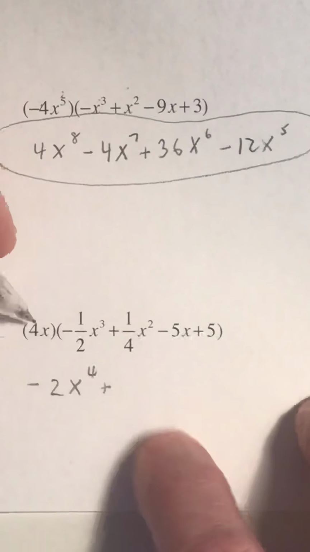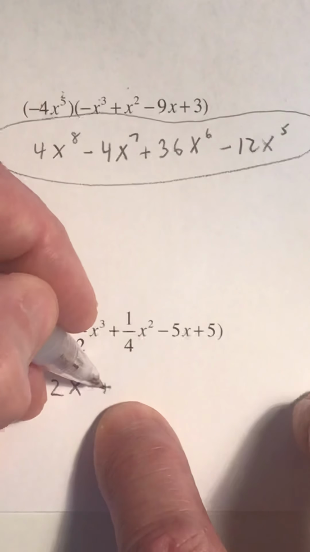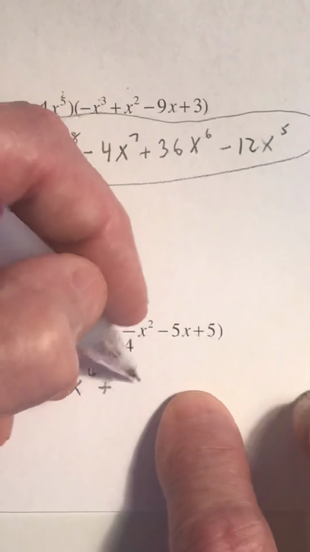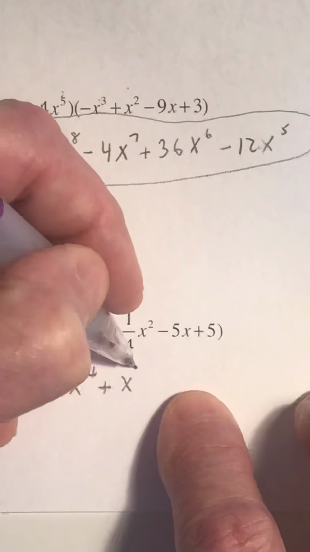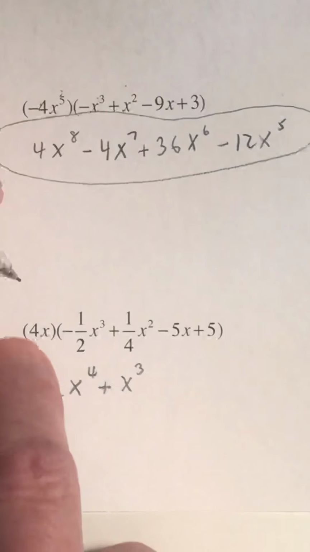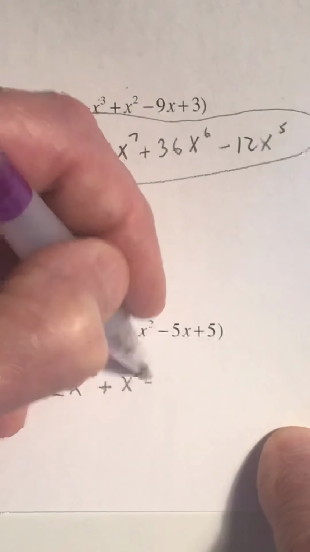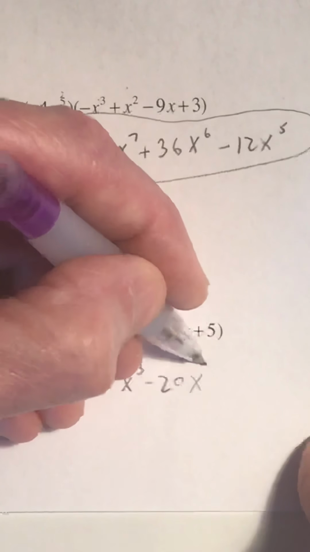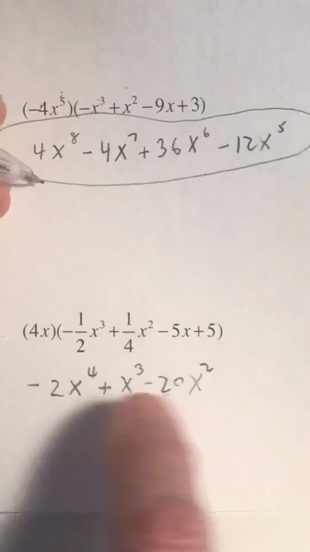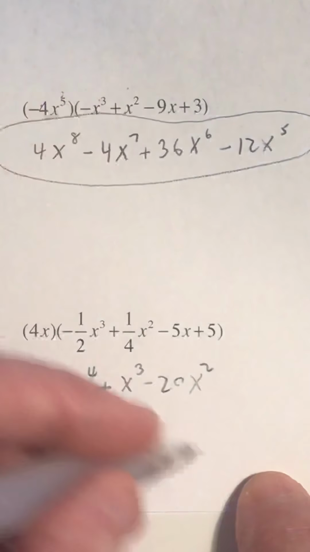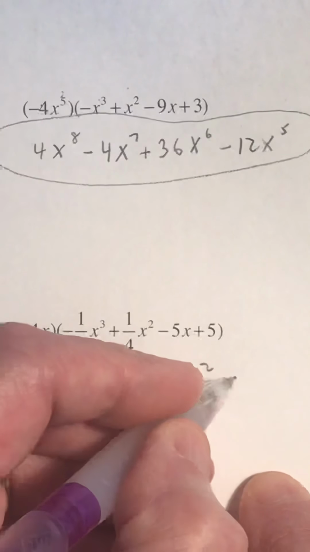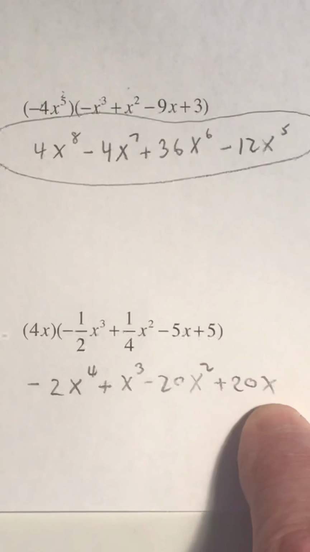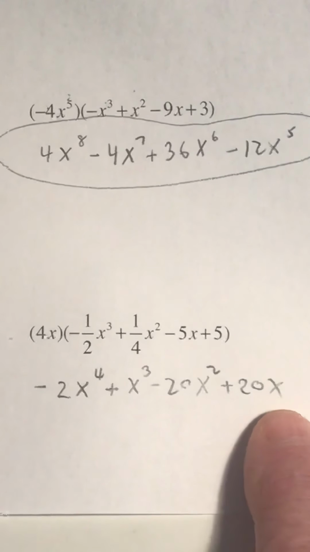We don't need to write the 1. If you write the 1, it's not incorrect. It's unnecessary though. And the x times the x squared makes x to the 3rd. And then positive times negative, negative 20, x to the 2nd. And finally, 4 times 5 makes 20. x to the 1st power, just plain old x.